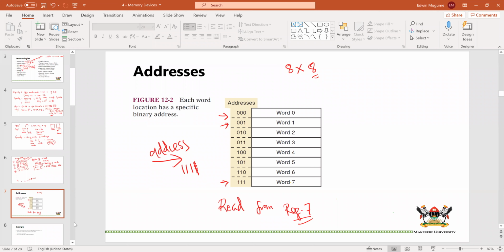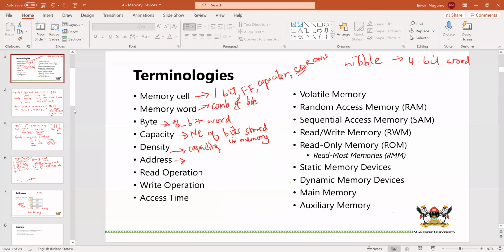And then when I'm reading, the information will appear at the output. So you could say this is the input, that is the output. This information will appear at the output, and it will be sent to the CPU, which is the one reading the information. So addresses are very important, and you really cannot deal with memories if you do not understand addresses. Okay.